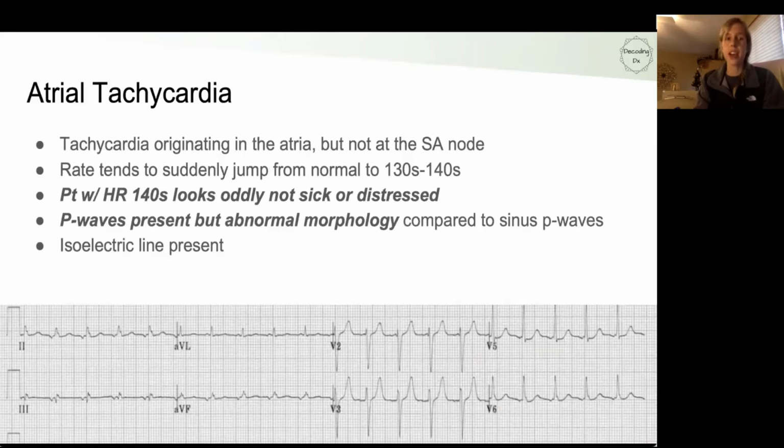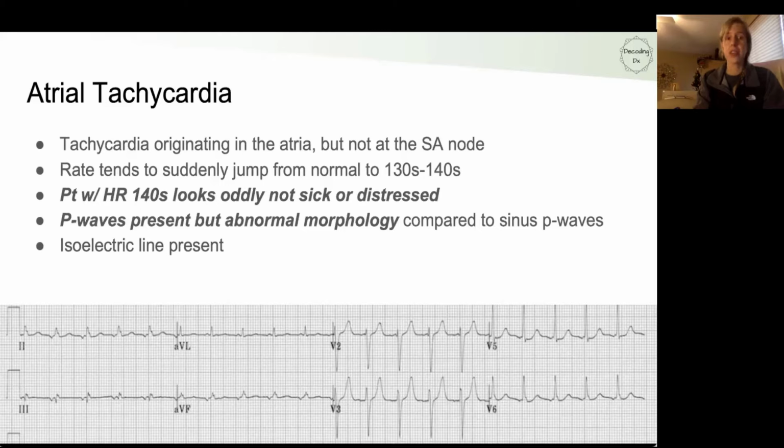This is when tachycardia is originating in the atria, but not at the SA node, so not at the typical start point of the electrical impulse. In this situation, the rate tends to very quickly jump from the normal range into the 130s to 140s, as compared to when we talked about sinus tach, where it was kind of a gradual increase. One of the clinical pearls that you can look for with atrial tach is a patient with a heart rate that's pretty high, in the 140s, but they actually kind of look okay.